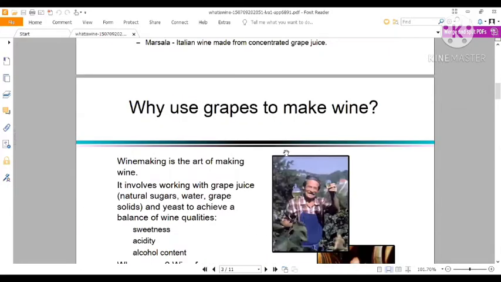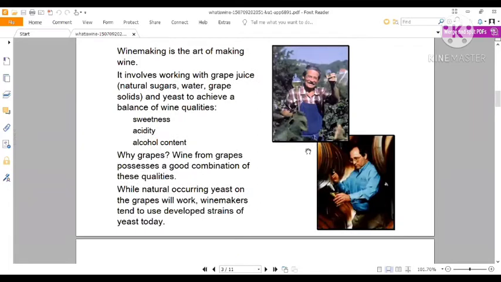Let us start with wine making, how people make wine. Wine making is the art of making wine. It involves working with grape juice, natural sugar, water, grape solids, and yeast to achieve a balance of wine qualities: sweetness, acidity, and alcohol content. These are very important in a grape which is ready for wine production.